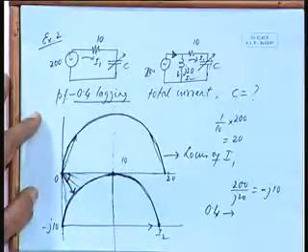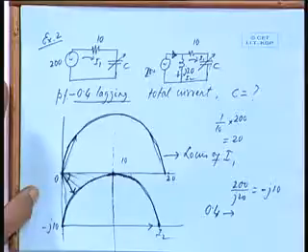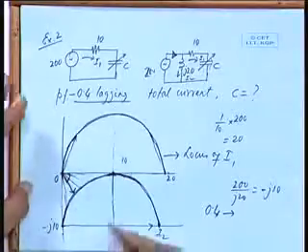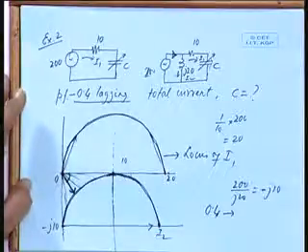Is there any other possibility for lagging power factor? Is there any other possibility? Suppose we, okay, let me complete this first. So, this is the total current.